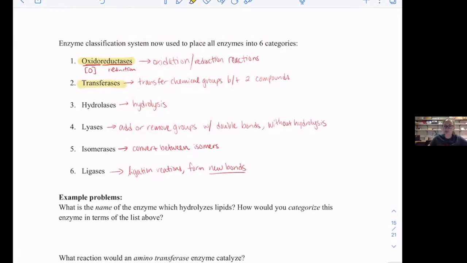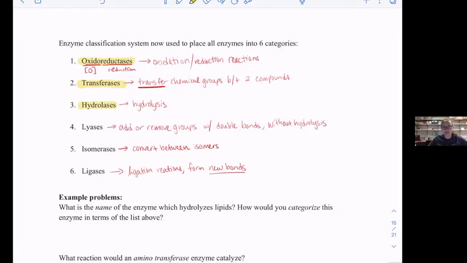Okay, and then we also have transferases. They transfer chemical groups between 2 compounds. So literally just taking one thing and moving it to the next. It could be a chlorine atom, it could be a hydroxide, something like that. It could be a whole group like a nitro group or something like that. Even things that we haven't learned about yet. If it says transfer, if it's one group transferring to the other, then it's going to be a transferase. Let's underline transfer.